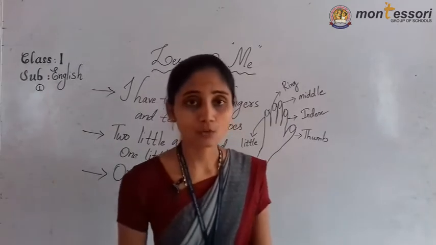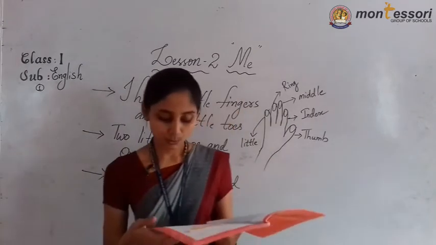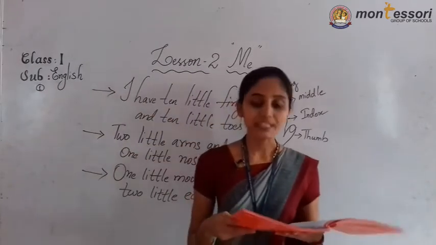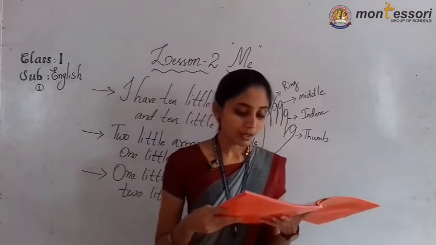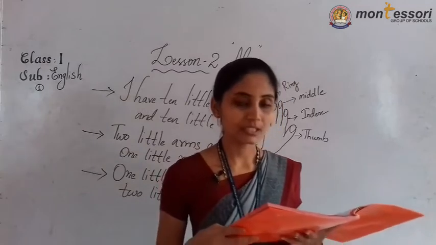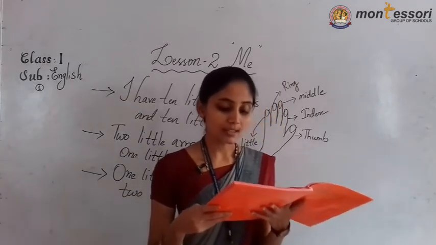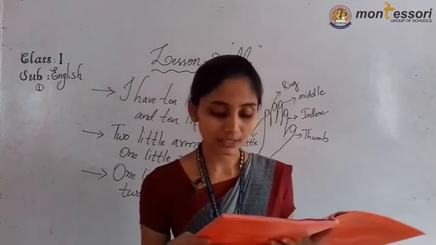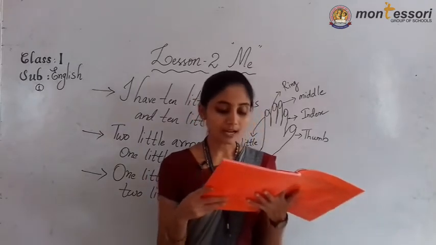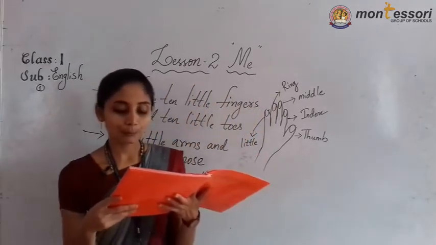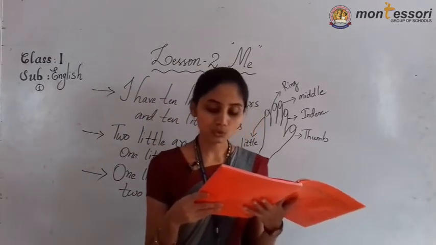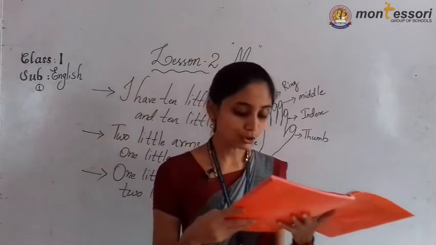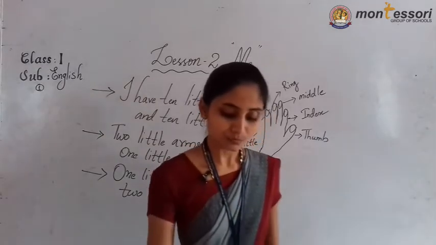All of you read along with me. Open your textbook. I have 10 little fingers and 10 little toes. Hold up 10 fingers, 2 little arms and 1 little nose. Raise arms and then point to nose. 1 little mouth and 2 little ears. Point to mouth and ears.